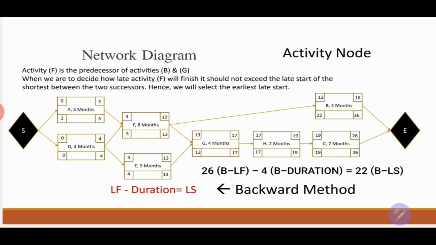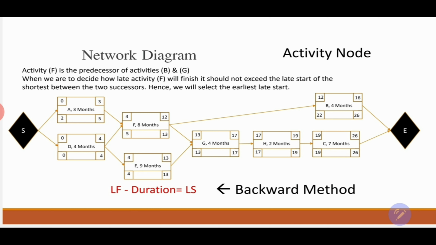26, which is the longest or the late finish, minus the duration, which is 4, and we are doing the calculation for activity B. 26 minus 4, and that's going to be 22. So the late start of activity B will be 22. What about activity C? Activity C will have the late finish of 26 minus 7, which is the duration of activity C, and it will be 19 as a late start.